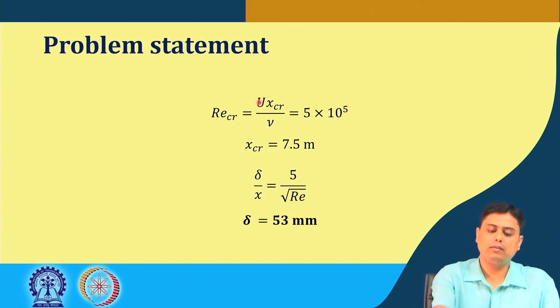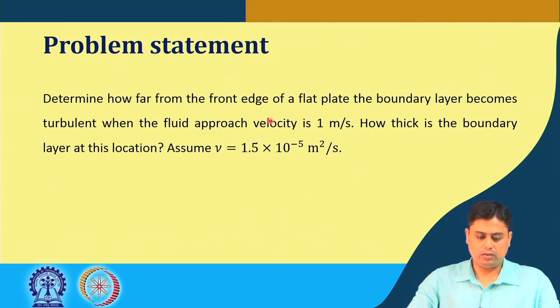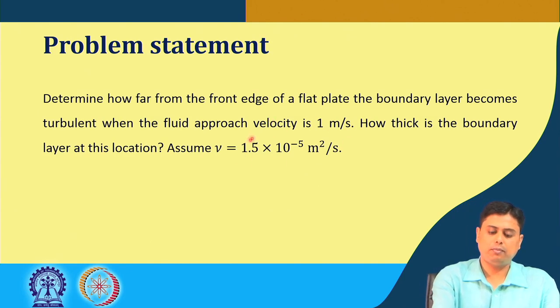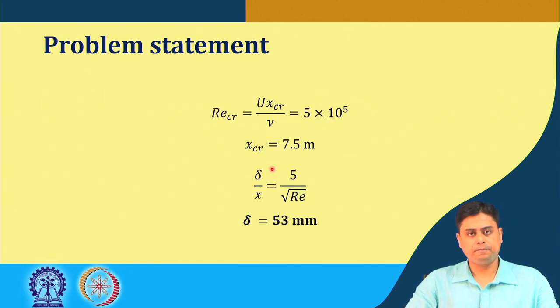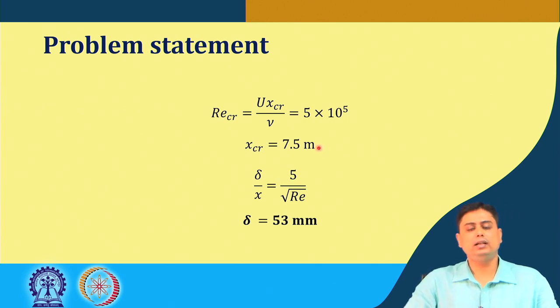These values are given, u and nu, where u here is 1 meter per second. The nu value is already given, 1.5 into 10 to the power minus 5 meter square per second. So, we find the critical x that is required, or the length from the leading edge that is required to have the critical Reynolds number, which means where the turbulence begins.